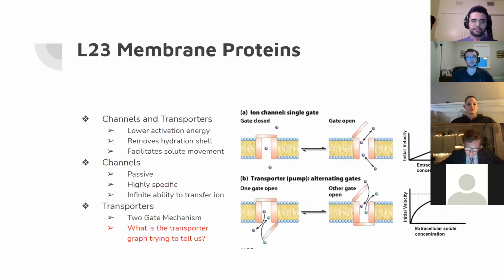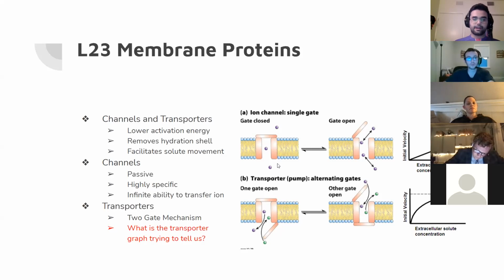All right, channels and transporters. These channels and transporters have low activation energy, and they are able to remove hydration shells and facilitate solute movement. The channels are going to be passive, okay? That means they're not using ATP. They're highly specific, and they have infinite ability to transfer ions, okay?